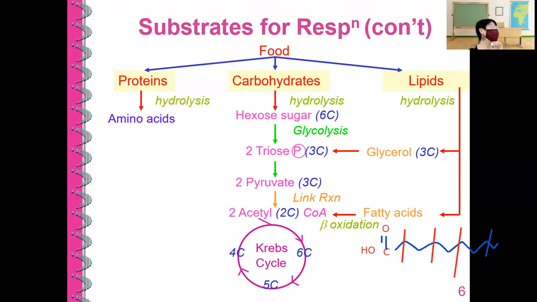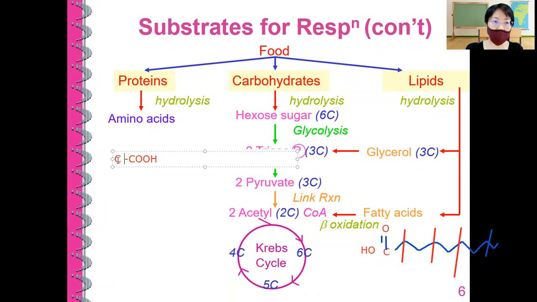Okay, so what about protein? Protein is hydrolyzed in the digestive tract to become amino acids. And these amino acids, in order to enter the respiratory pathway... Now, all the intermediate substrates of respiration have no nitrogen. But amino acids have nitrogen, because an amino acid is this thing here. You have the central carbon, and to the right is the acid, and to the left is the NH2.